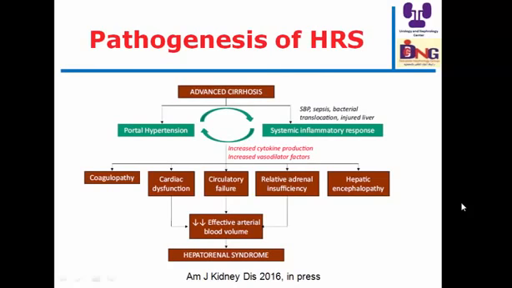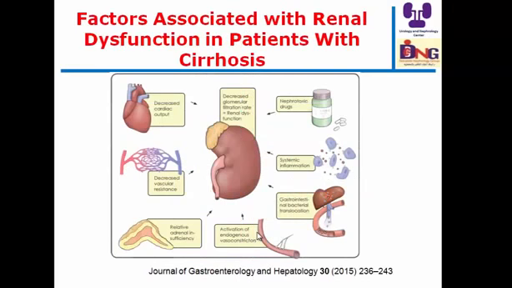What's the pathogenesis of hepatorenal syndrome? The pathogenesis moves through these ways. The end result is splanchnic vasodilatation and renal vasoconstriction, and not only that, but you can find coagulopathies, cardiac dysfunction, cirrhotic cardiomyopathy, circulatory failure, relative adrenal insufficiency, hepatic encephalopathy, and all these factors lead to reduction of effective arterial blood volume, leading to hepatorenal syndrome.